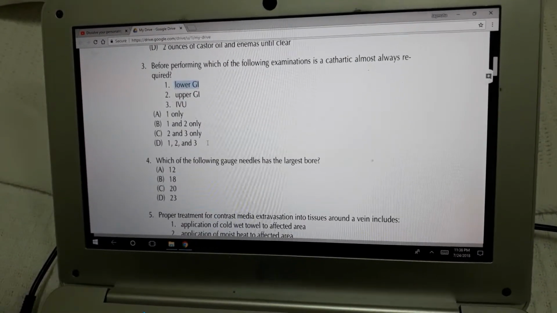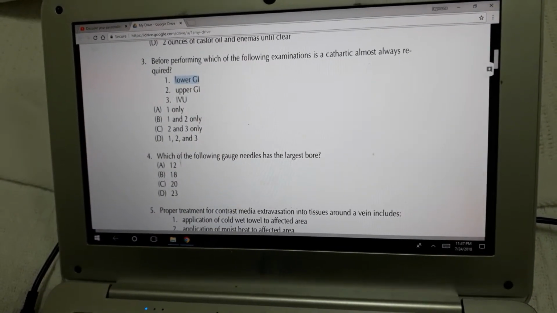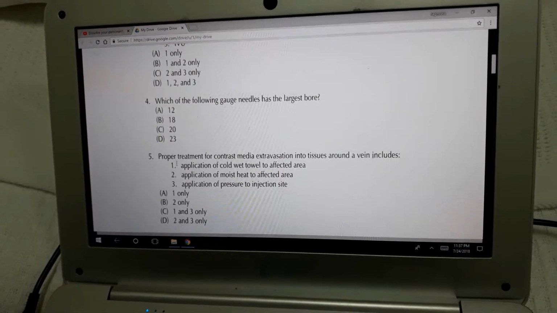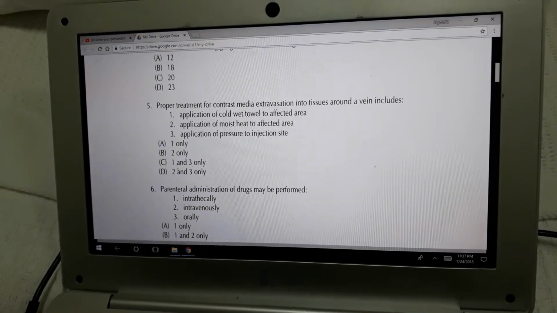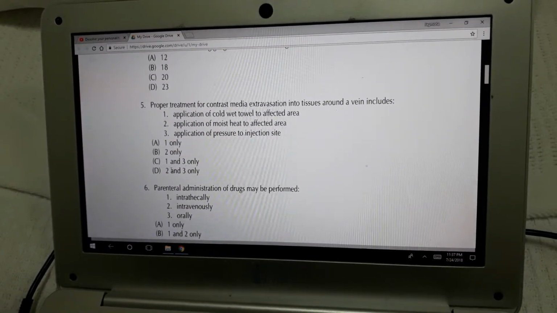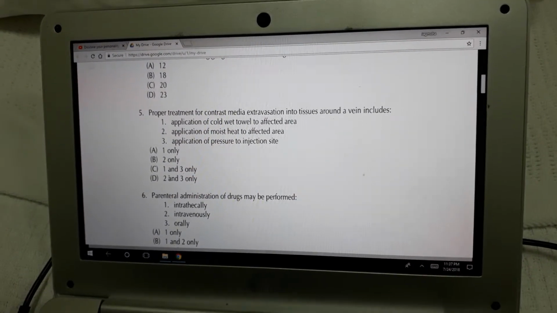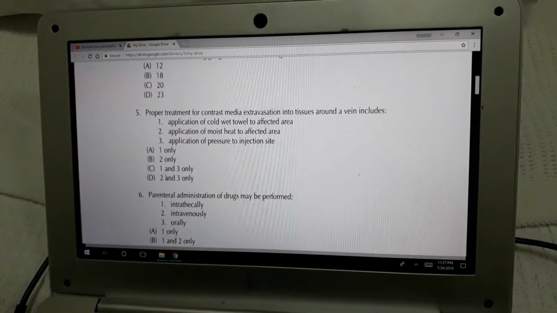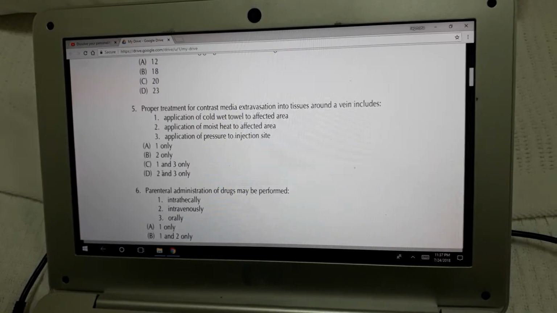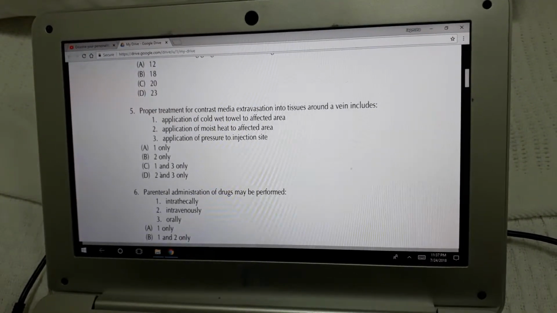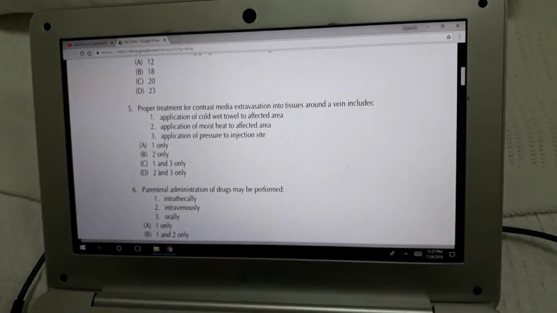Which of the following gauge needles has the largest bore? The answer here is the 12. And next, the proper treatment for contrast extravasation into the tissue around a vein includes: the answer is second and third, the application of moist heat onto the affected area and application of pressure to the injection site.